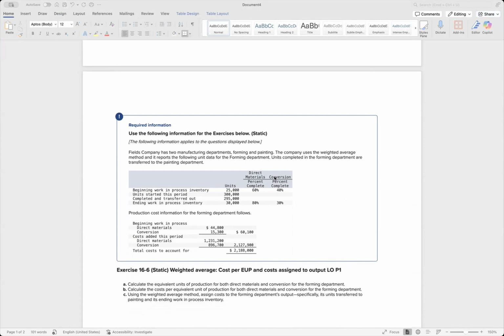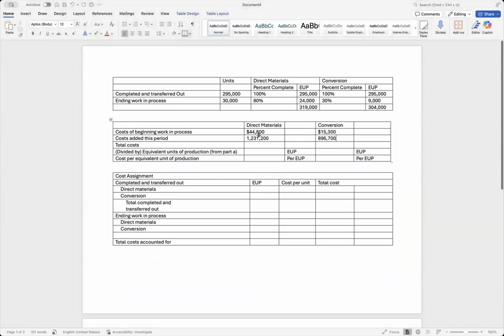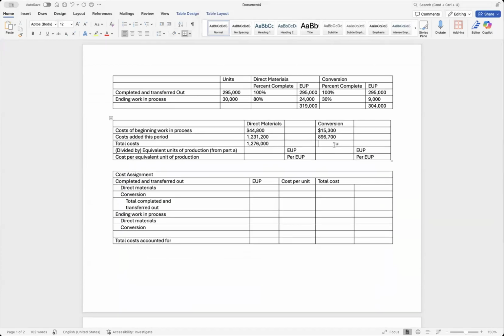So for my total cost, I need to, sorry, get my calculator and add these. So this is going to be 44,800 plus 1,231,200. Right? So this is going to give me 1,276,000. And I'm going to add these two numbers, my 15,300 plus my 896,700. This is going to give me 912,000.